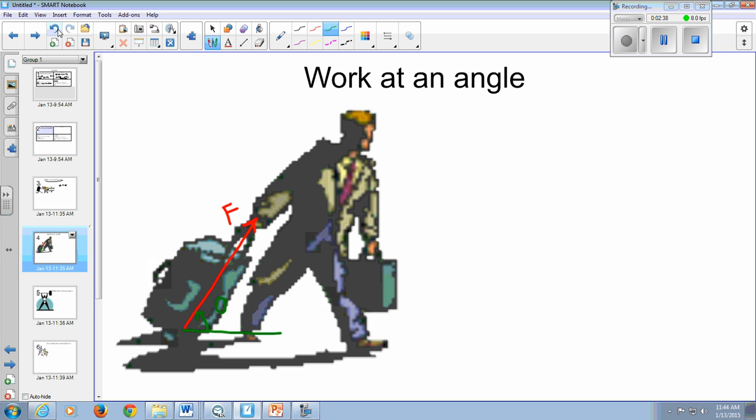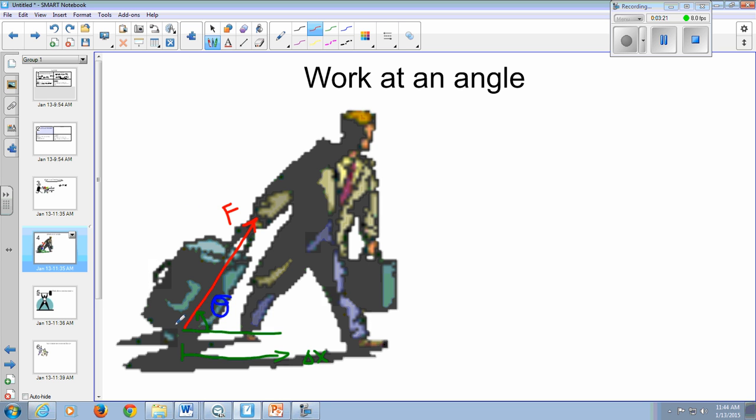Let's change the color here, let's try blue. We're good enough. Theta, this angle theta. And he's going to move it some displacement this way, some displacement or distance, with this force. Now, the force has to act in the same plane as the distance in order for work to be done.